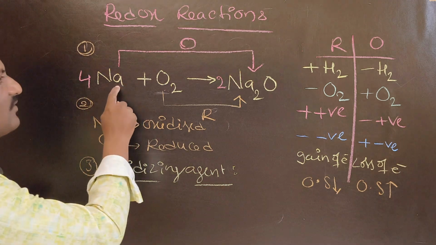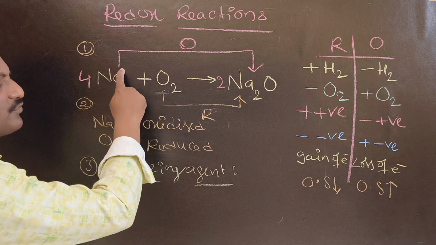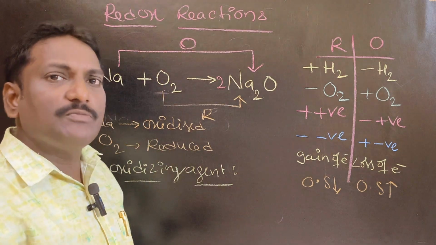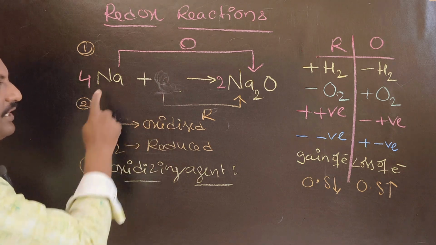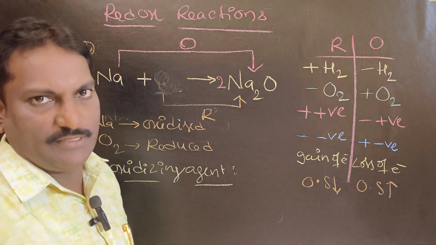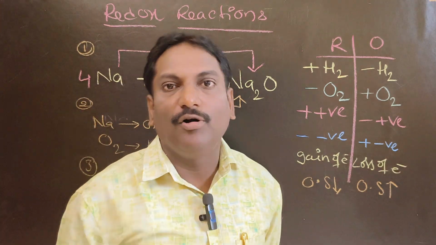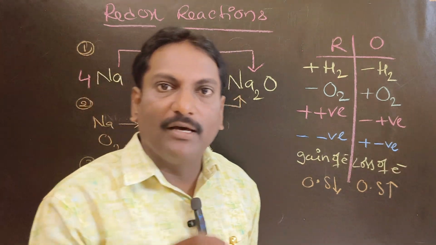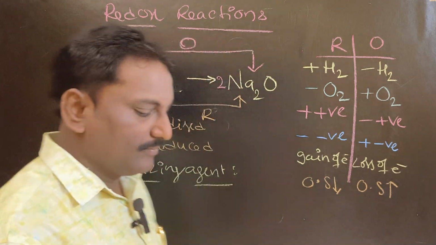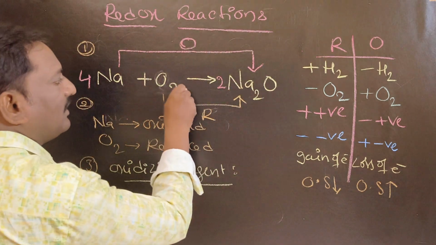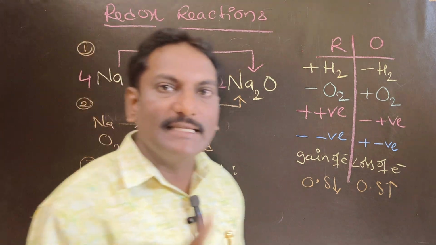Here, the conversion of sodium to sodium oxide is oxidation. But the conversion of sodium to sodium oxide is possible with the help of oxygen. Without oxygen, there is no conversion of sodium to sodium oxide. That means here oxygen helps for oxidation in the reaction. Oxygen brings the oxidation in the reaction. So that's why oxygen is considered as oxidizing agent.